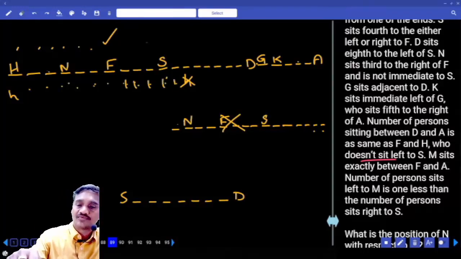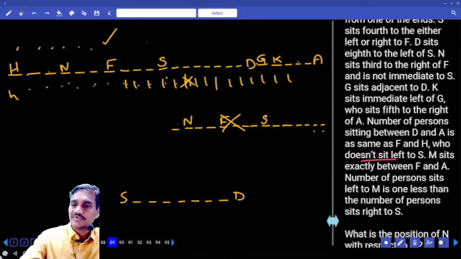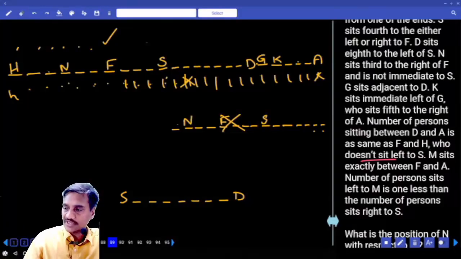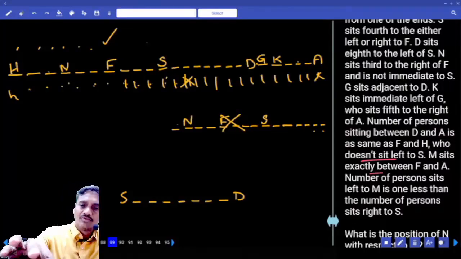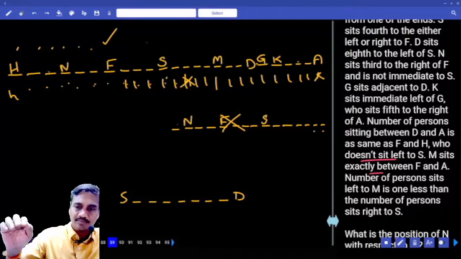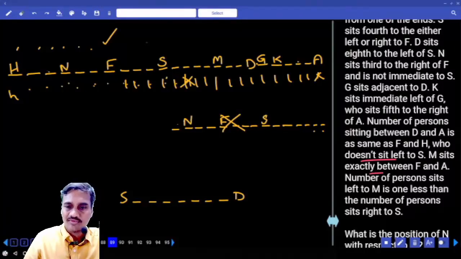1, 2, 3, 4, 5, 6, 7, 8, 9, 10, 11, 12, 13, 14, 15, 16, 17, 18. Isn't it? Now how many persons were there? 17. 17 means the 9th position. Who is at the 9th position here? M sits exactly between S and A. 1, 2, 3, 4, 5, 6, 7, 8, 9. Now who is that person? M. M is exactly between F and A.